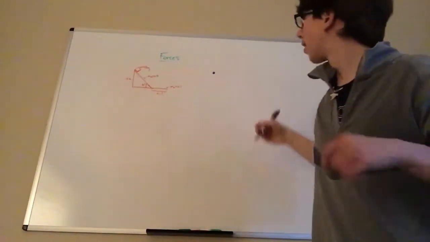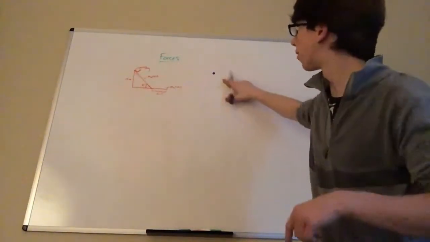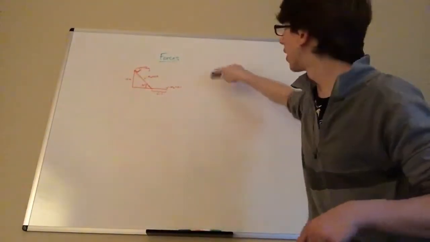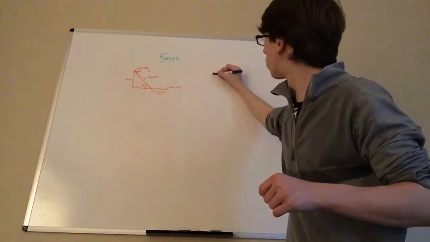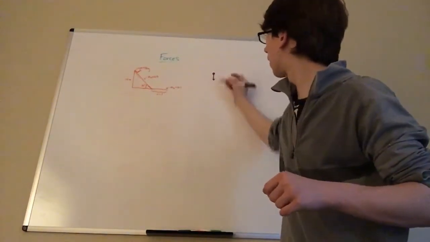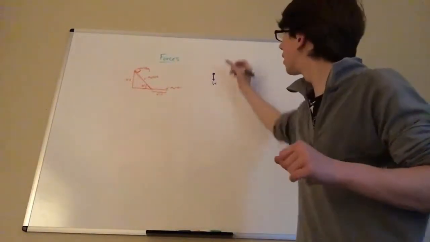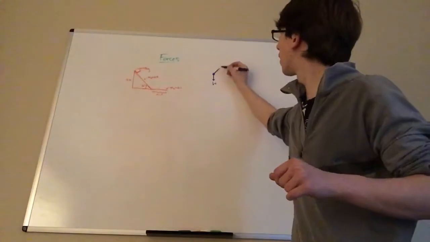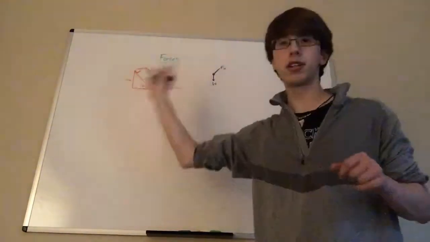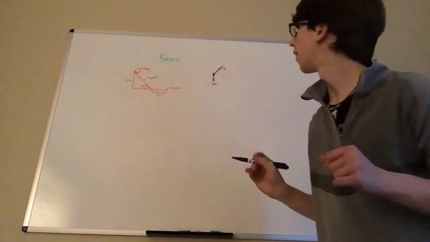So there are no forces being pushed onto the box, so there's no force going this way. But it is accelerating that way. So we have the weight of the box, and we have our normal force, which is always perpendicular to the surface the object is on.